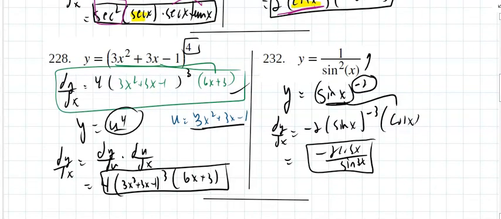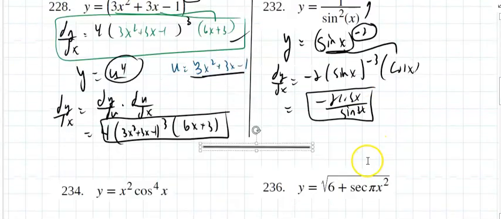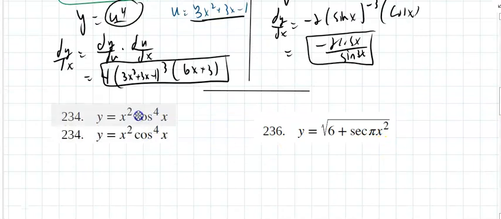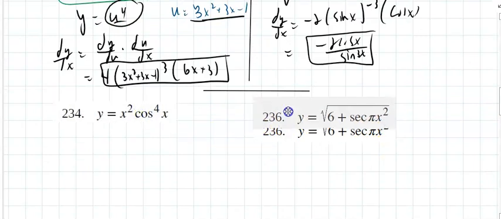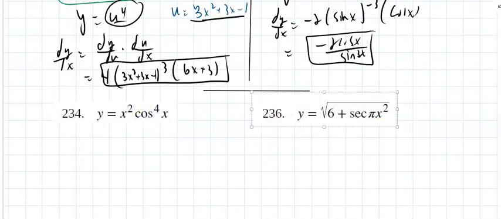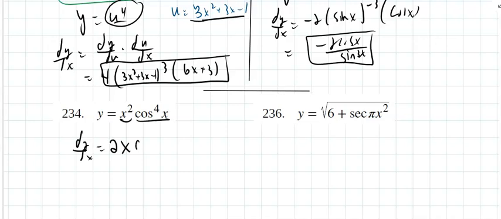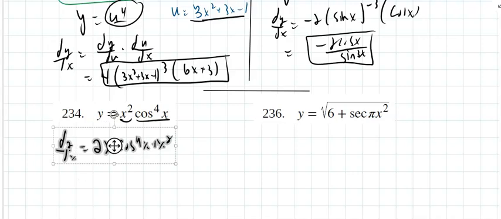Here's the idea though, or here's the deal. Now that you know about this, you're going to see it all over the place. So here we have the product rule. If I say find dy dx, well, derivative of the first is 2x times the second plus the first times the derivative of the second.